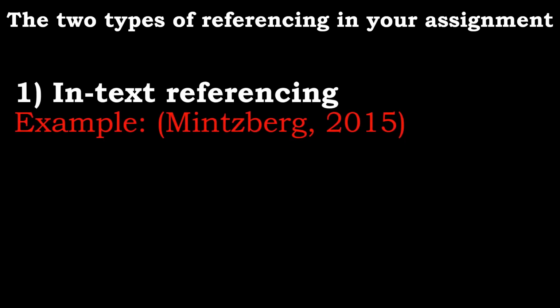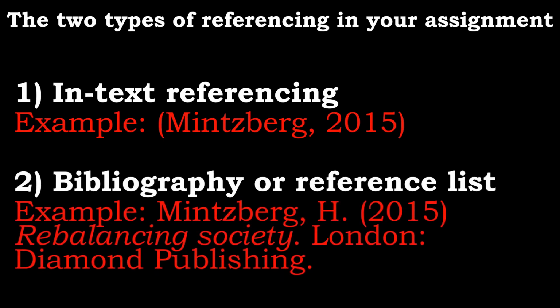There are two types of referencing. Number one, in-text referencing. This is a shortened reference. Number two, bibliography or reference lists. This is where you put the full details.